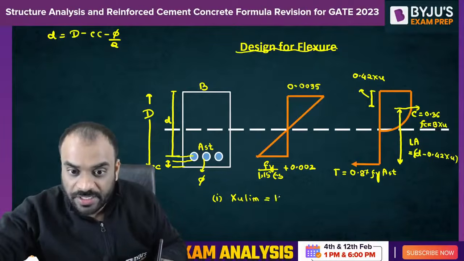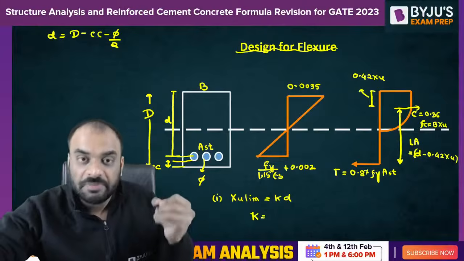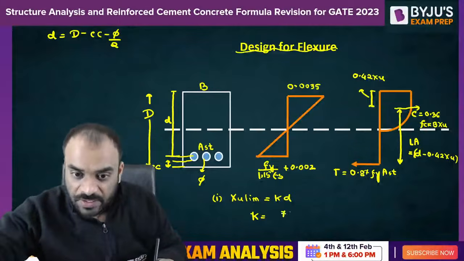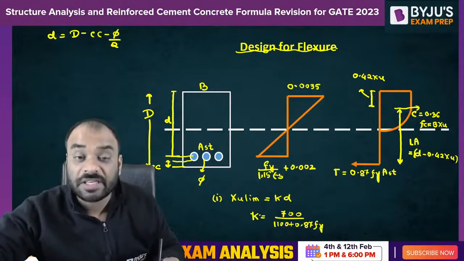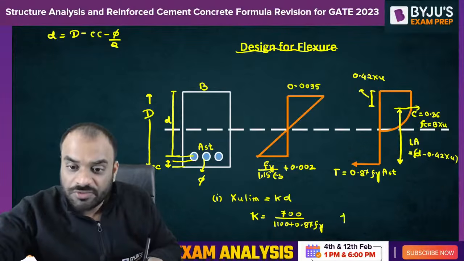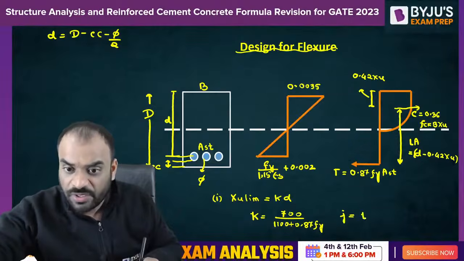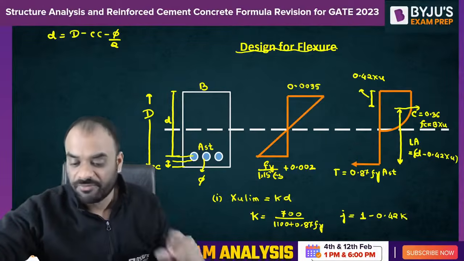XU limiting can be written as K into D. What is the value of K? K is the limiting neutral axis depth factor. How much is it? It is 700 divided by 1100 plus 0.87 Fy. Right? That is our K. Now what is the value of J? J is the lever arm depth factor. So what is the value of J? J is equal to 1 minus 0.42 K. That is our lever arm depth factor.